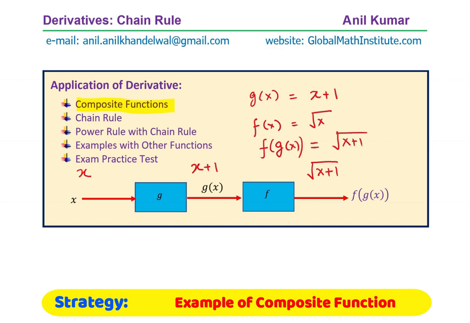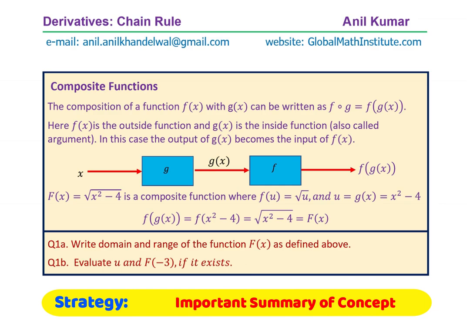Do you see that? So it involves 2 different functions, right? Then we use the chain rule. Perfect. So that is what a composite of functions is. Here, a note for you. The composition of function f of x with g of x can be written as f of g of x. Here f of x is the outside function and g of x is the inside function, also called the argument. The output of g of x becomes the input of f of x.